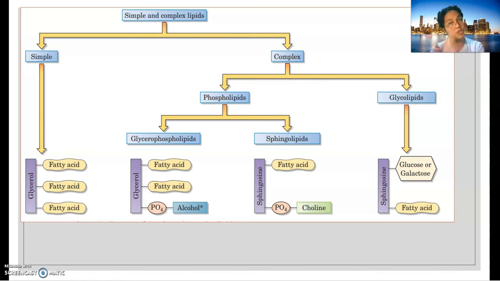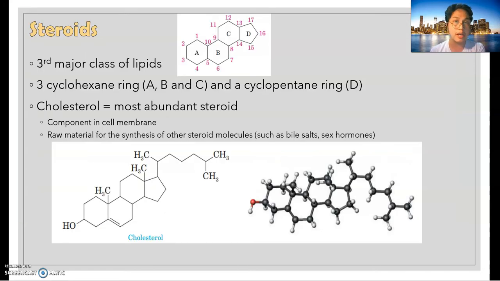So now we're done with your simple and complex lipids. Now let's go to the third class of lipids, which is your steroids. Your steroids are a general class of molecules. It has three cyclohexane rings. Cyclohexane, hex means 6: 1, 2, 3, 4, 5, 6. So three cyclohexane plus a cyclopentane. 1, 2, 3, 4, 5. Pent. So three rings are cyclohexane, and one is cyclopentane, the ring D.